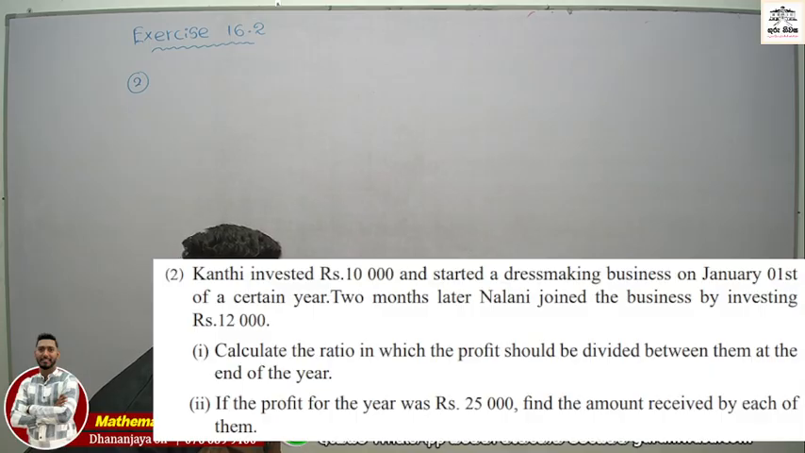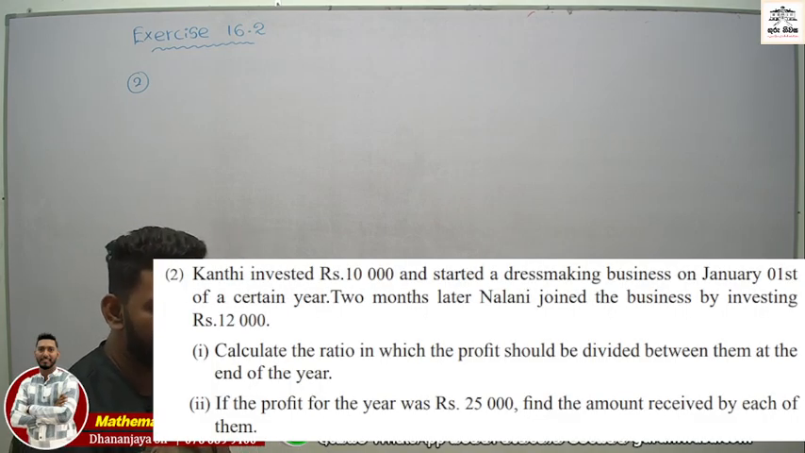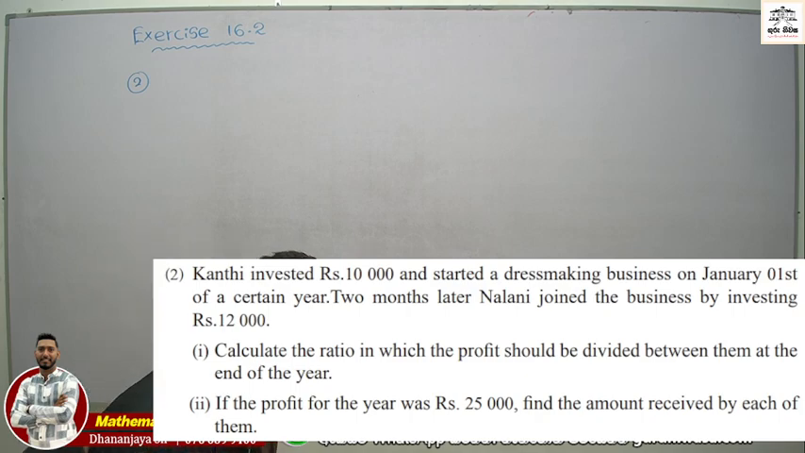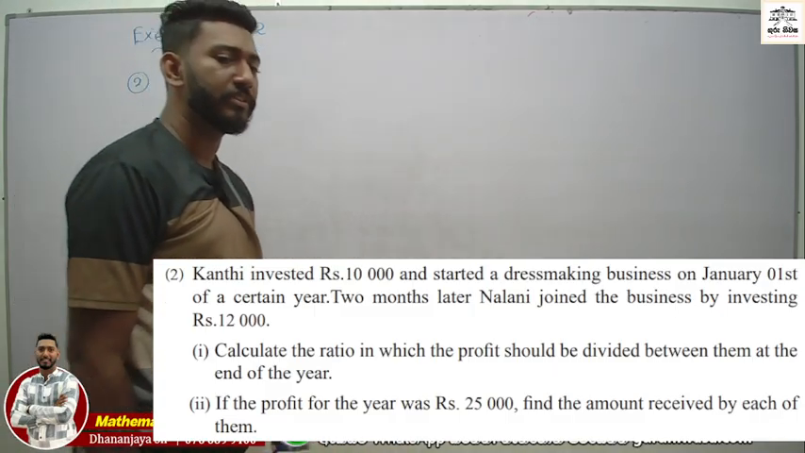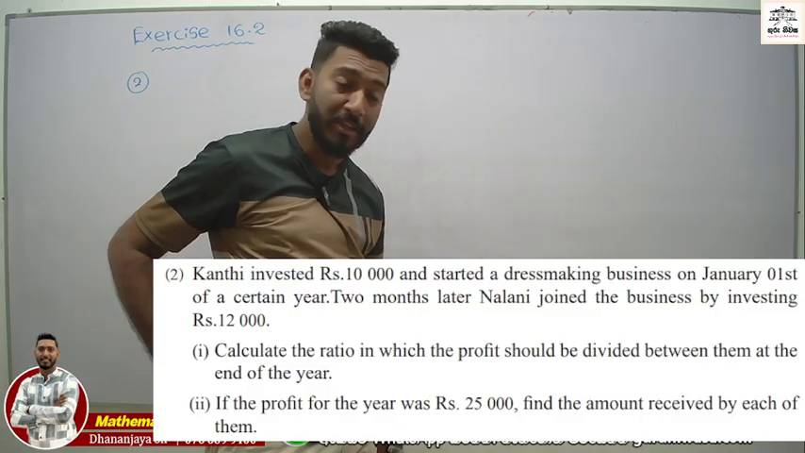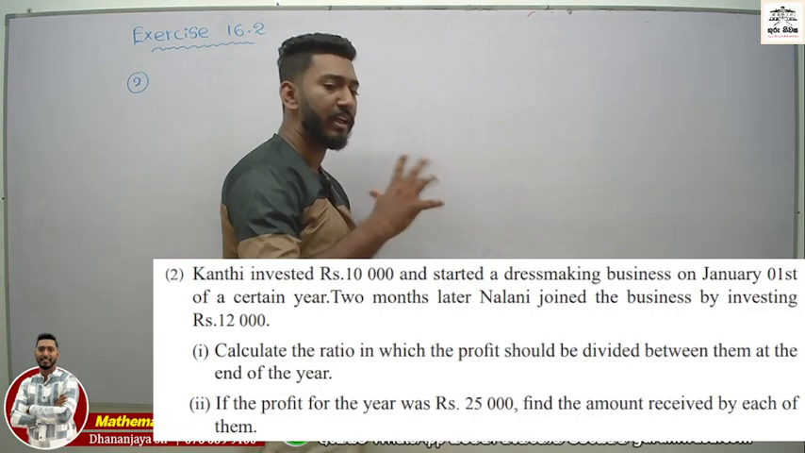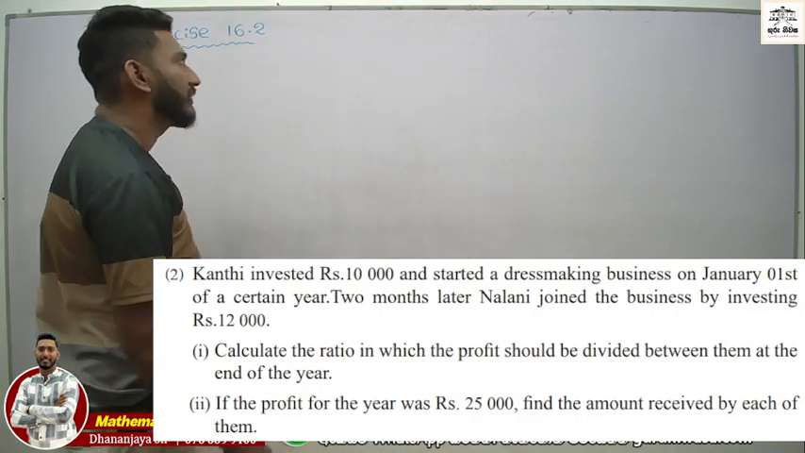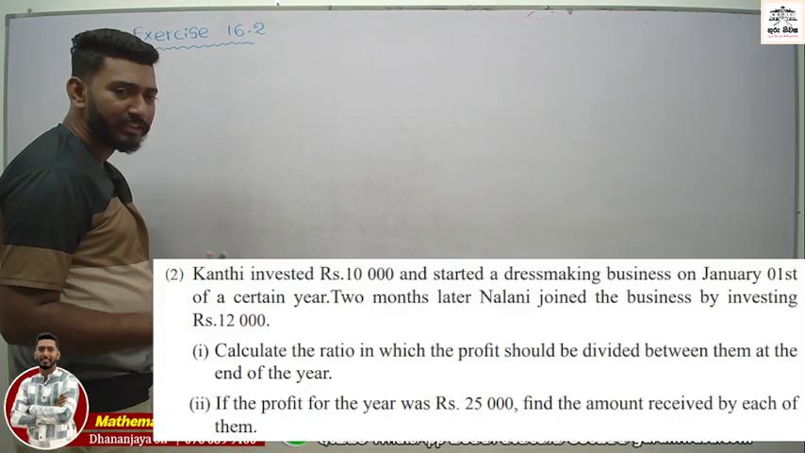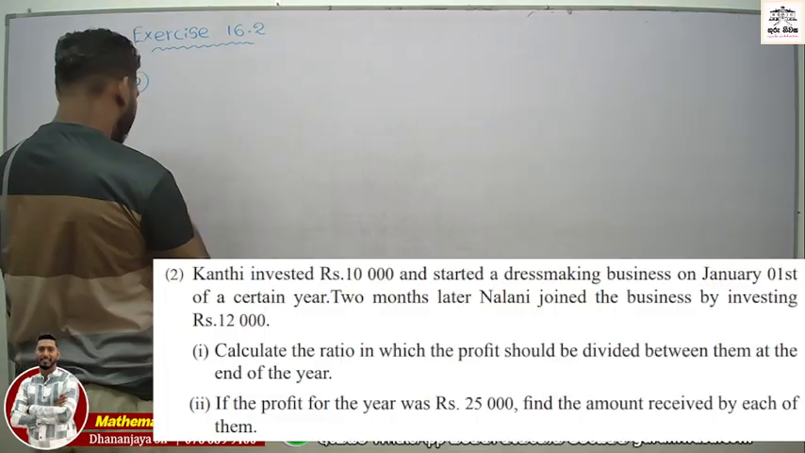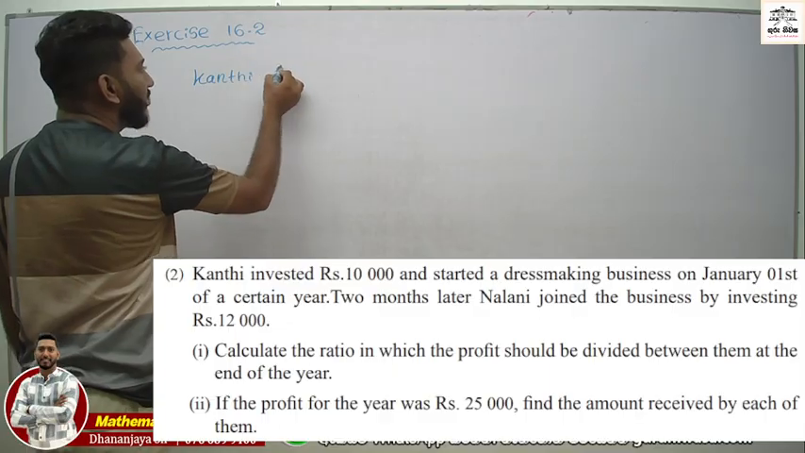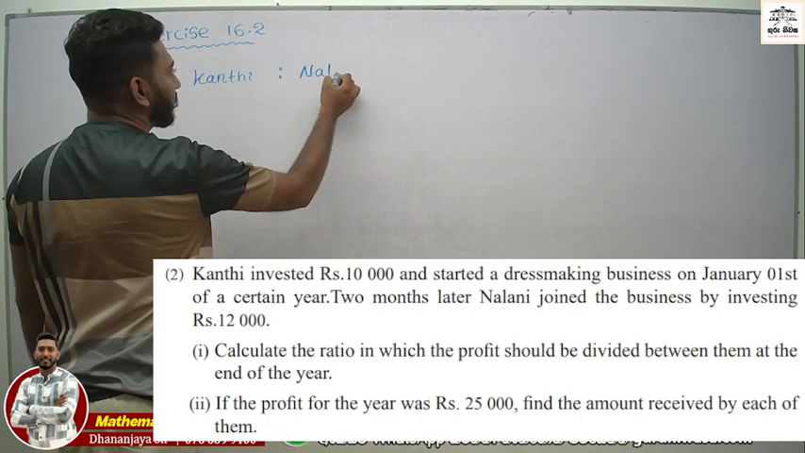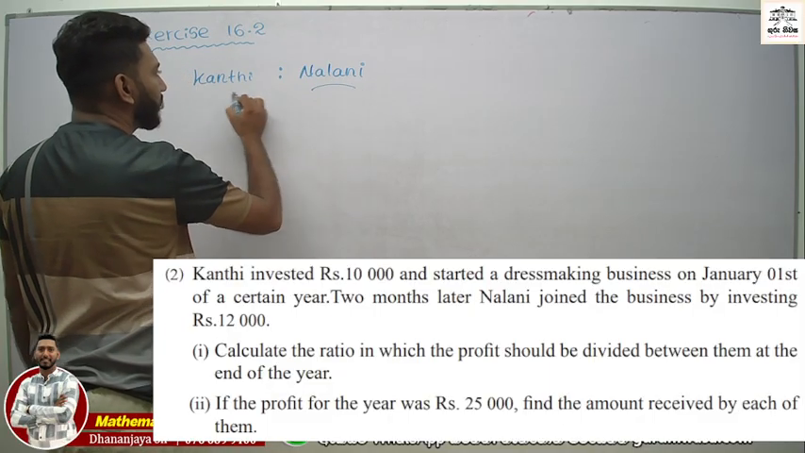Okay, Savini, good. And Elena, done. Okay, right. Now we are going to discuss, right? Look at this. Kanti invests 10,000, started a dressmaking business on January 1st of a certain year. Two months later, Nalini joined the business by investing 12,000. Now Kanti and Nalini.